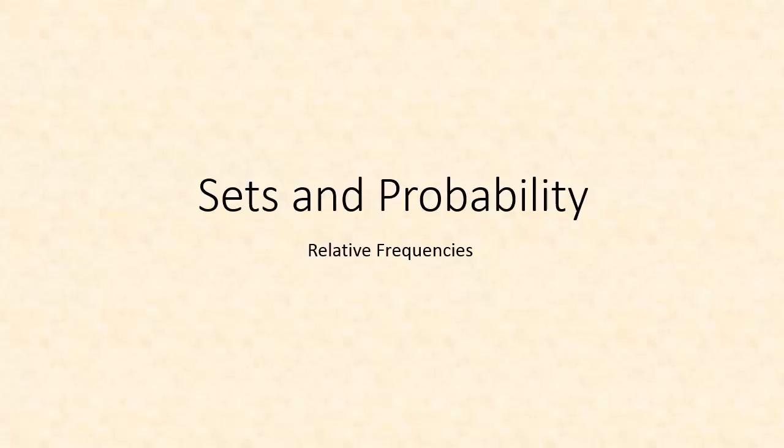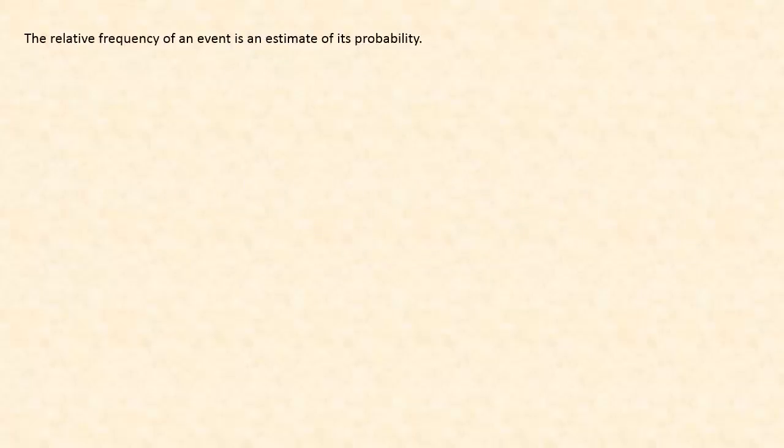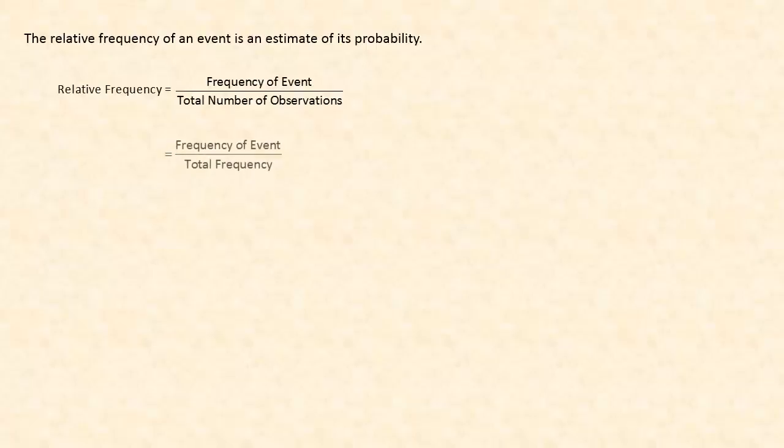Relative frequencies. These are often used when we don't have a symmetrical sort of situation, so the outcomes from an experiment may not have equal likelihood. The relative frequency of an event is an estimate of its probability. Relative frequency is given by frequency of event over total number of observations, or frequency of event over total frequency.